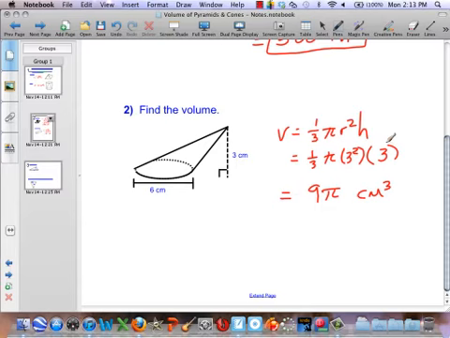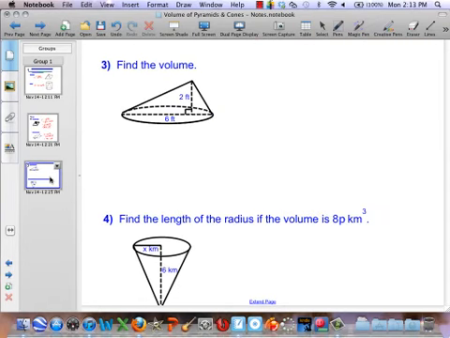A third of 3 is 1. So this third and this 3 cancel each other out. 3 squared is 9. 9 pi. I had to write it out at a certain phase, but I understand that. Okay, number 3.